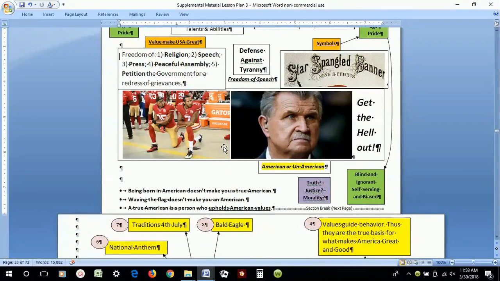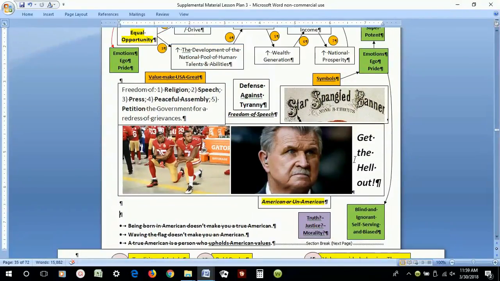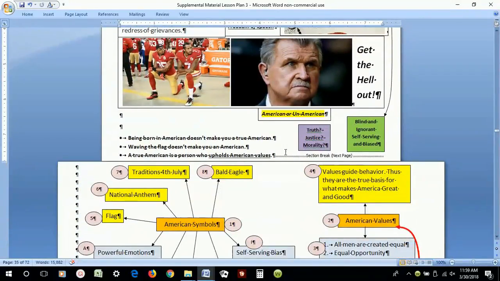We're the first democracy. We're the big experiment, right? Prior to this, they had all sorts of monarchies and dictators and whatnot. So being born in America doesn't make you a true American. What makes you a true American?